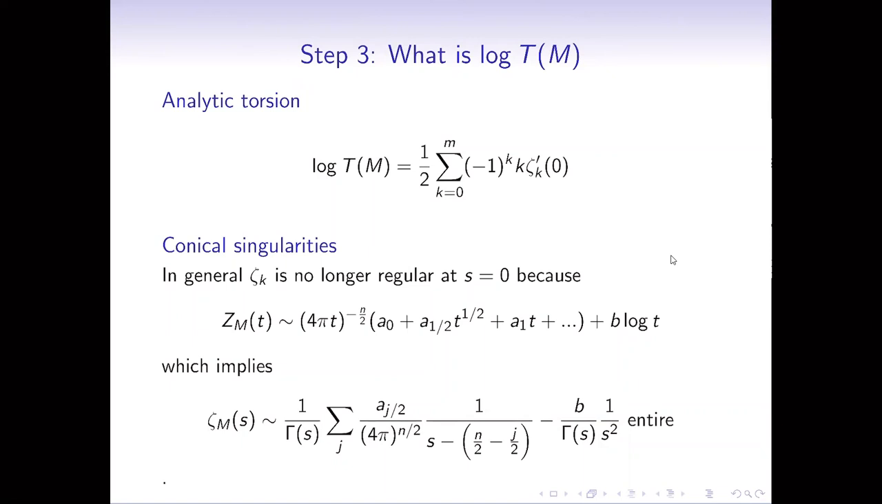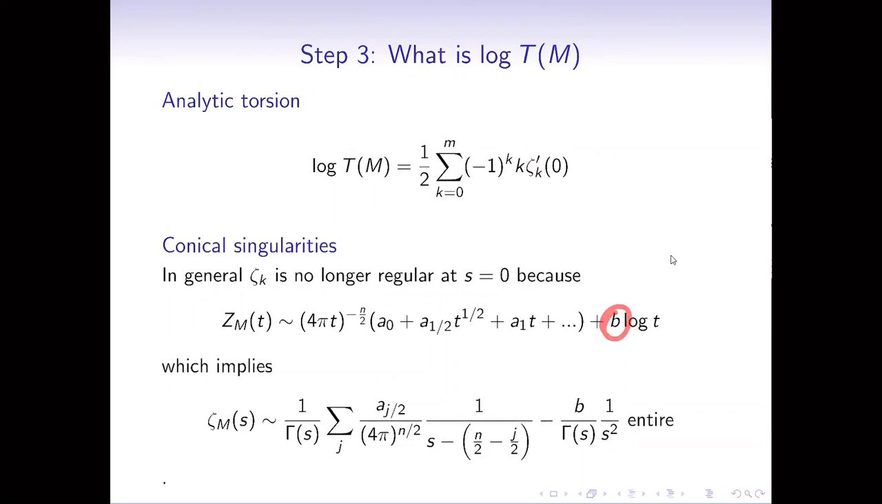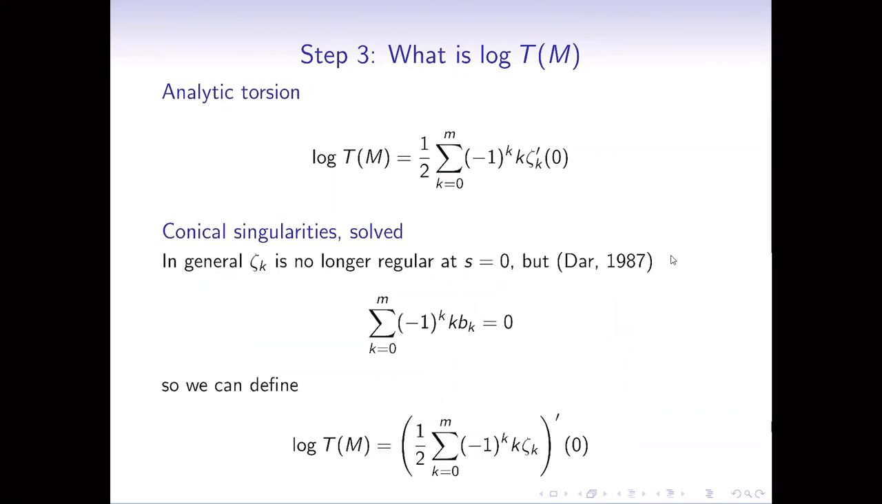However, it turns out very nicely that these components B, these logarithmic coefficients in different orders, actually vanish if you sum them like this. And this is a very nice coincidence, essentially, because it allows us to just move the derivative outside of the sum. So instead of the definition we had in class, we define it like this, and everything is nice and regular. So yeah, we can talk about the analytic torsion of a manifold with conical singularities.